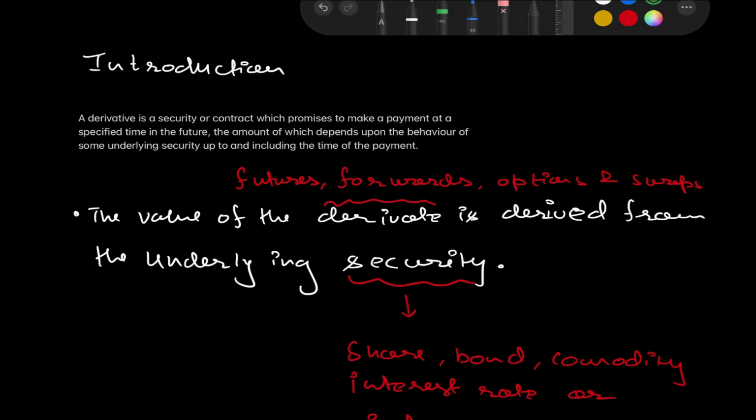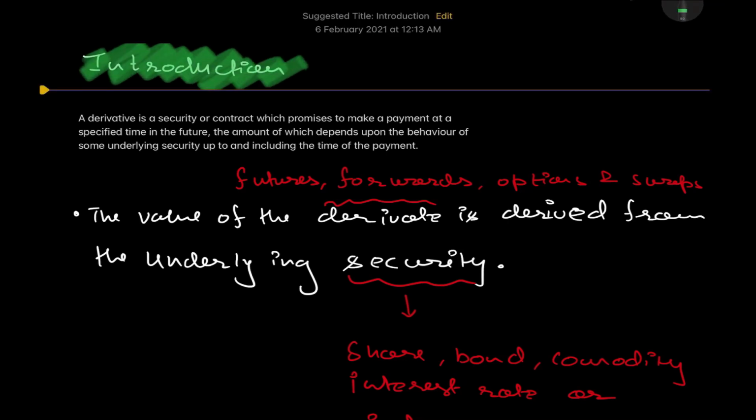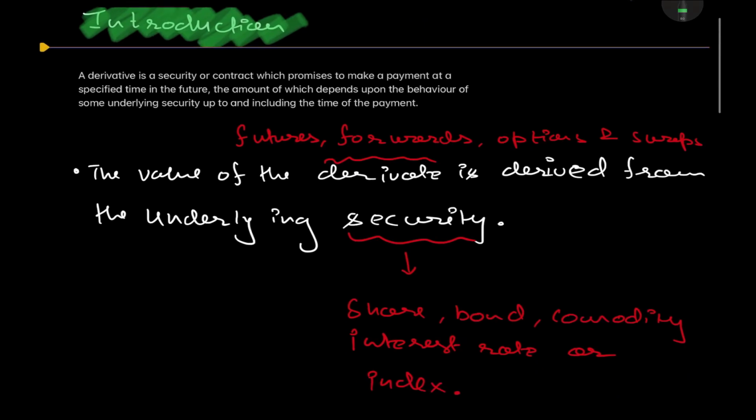So let's just get an introduction to this whole thing, right? So first of all, what is a derivative? Okay, and I've just pasted the definition from the material, and it says a derivative is a security or a contract which promises to make a payment at a specified time in the future, the amount of which depends upon the behavior of some underlying security up to and including the time of the payment.